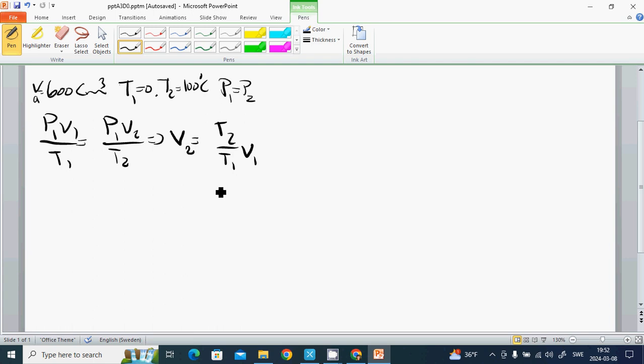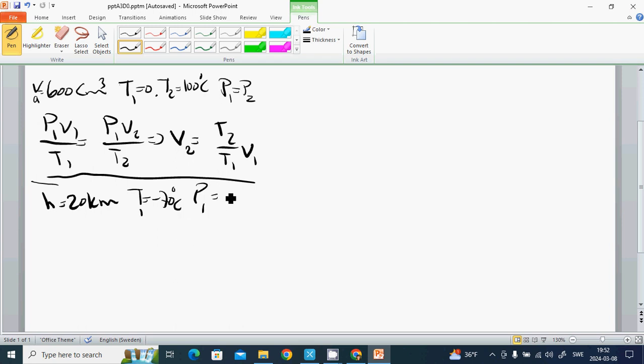And in another example, at a height of 20 kilometers over the air, the temperature is -70 degrees. And it is T1, and P1 equals 45 millibar. What is the air density rho?